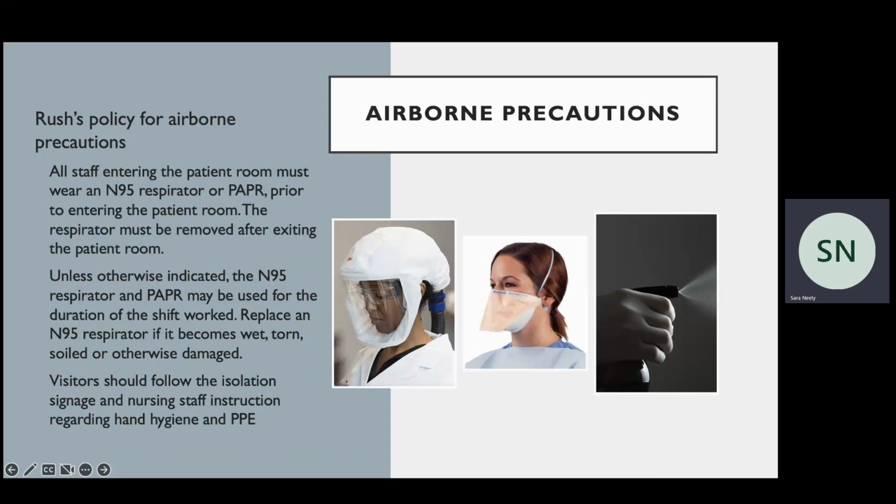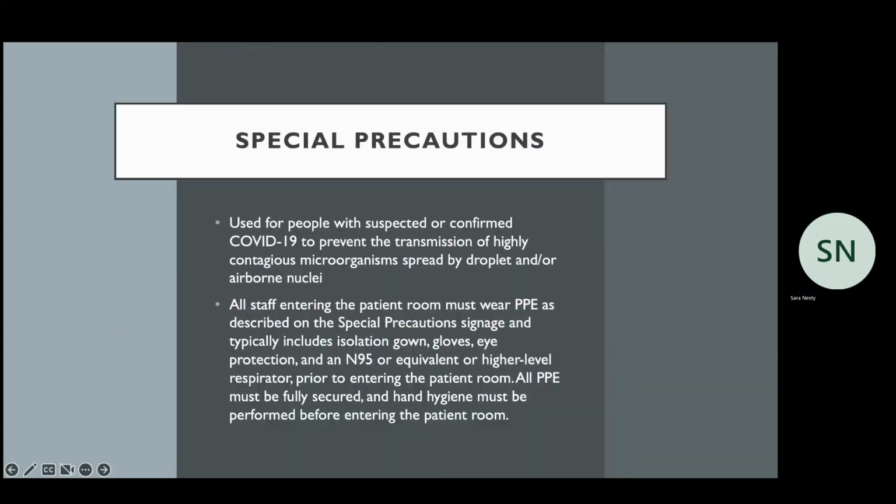You can use your N95 as needed for the rest of your shift. It is important to note that to use an N95 mask at Rush, you have to be fit tested. So make sure that you do that. You can be tested at Employee Health on the fourth floor of the Atrium building, and you can just walk in for testing anytime during their operating hours as long as you have your Rush ID with you.